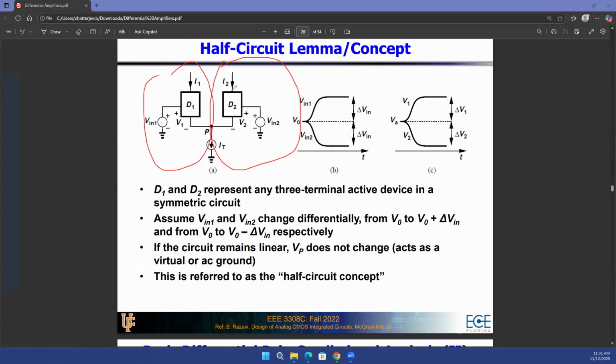So we'll look at both of these analyses in the next lecture, one based on superposition, one based on half circuit analysis. So let's stop here, and we'll continue on Friday.